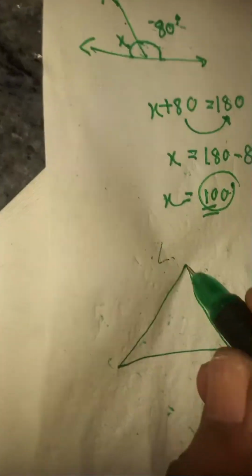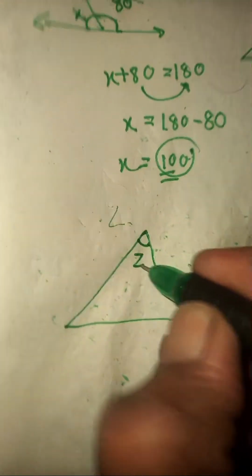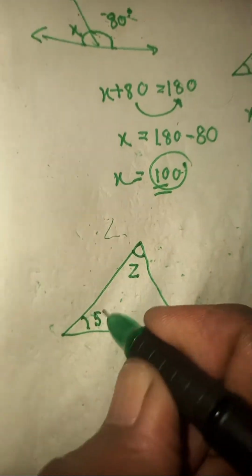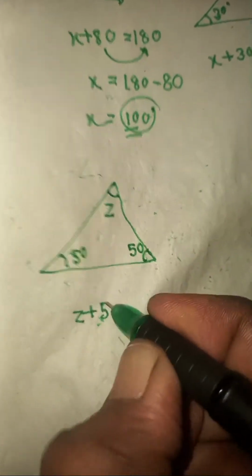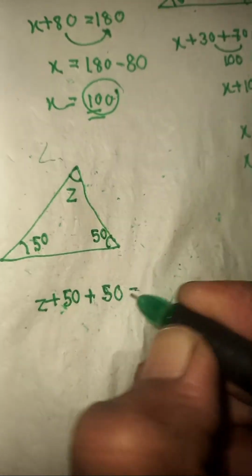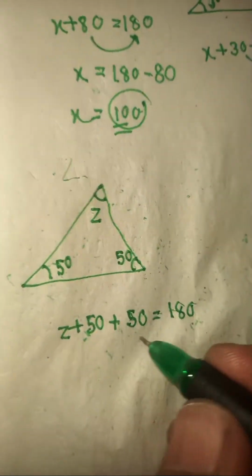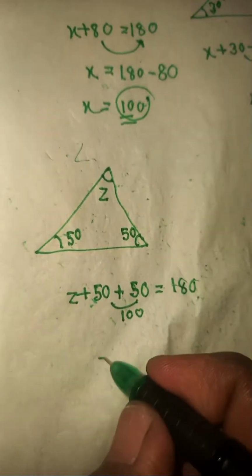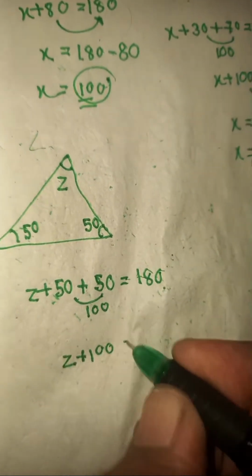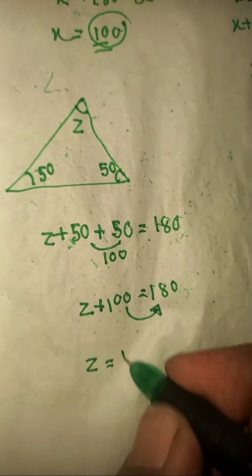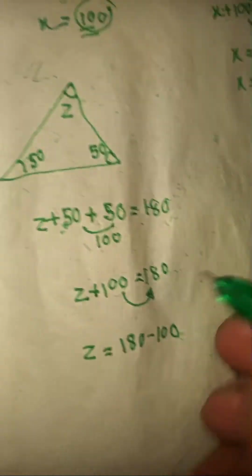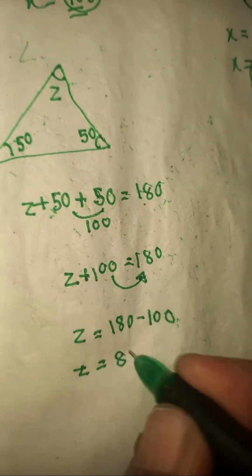Let's take one more problem of the same triangle, and they have given this angle as z, but they have given this angle as 50 degrees and this angle also is 50 degrees. You're going to get z plus 50 plus 50, which is equal to 180 degrees. Now add those two: 50 plus 50 becomes 100, so z plus 100 equals 180 degrees. Send this 100 that side, it becomes minus 100, so 180 minus 100, z equals 80 degrees.